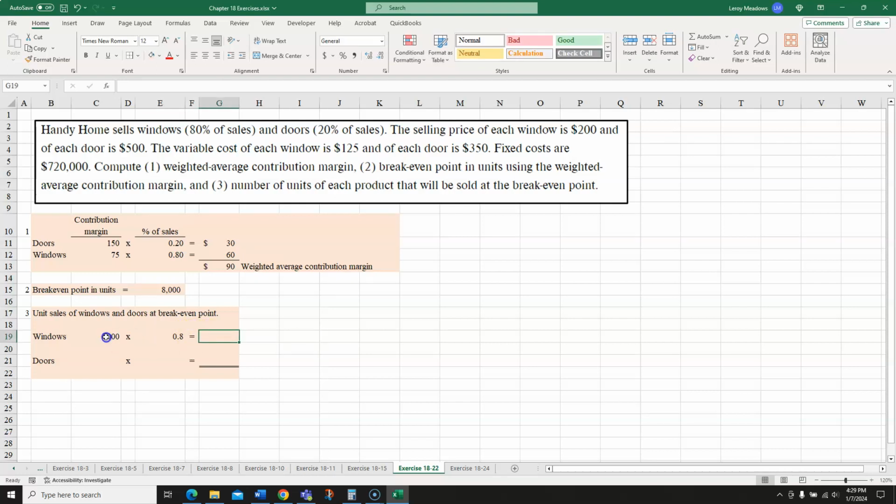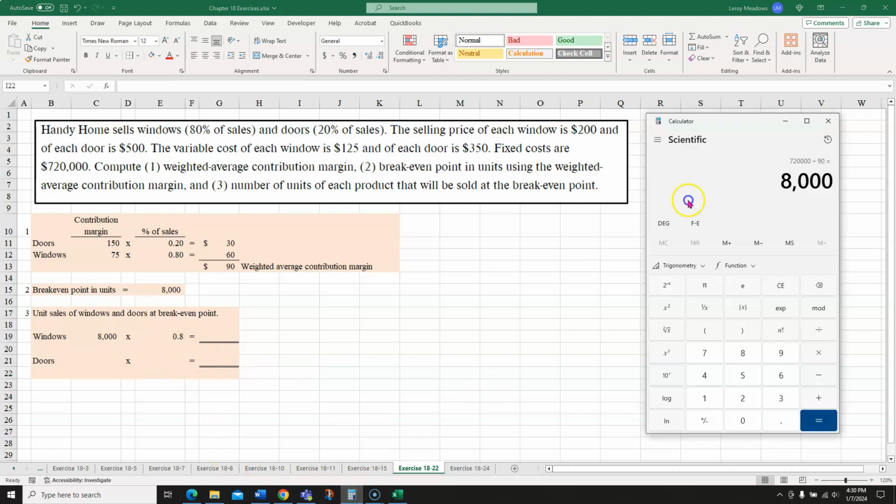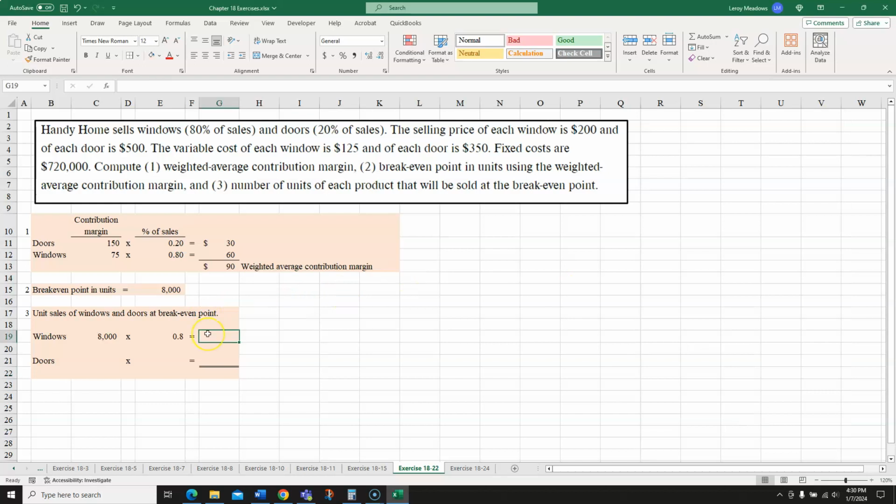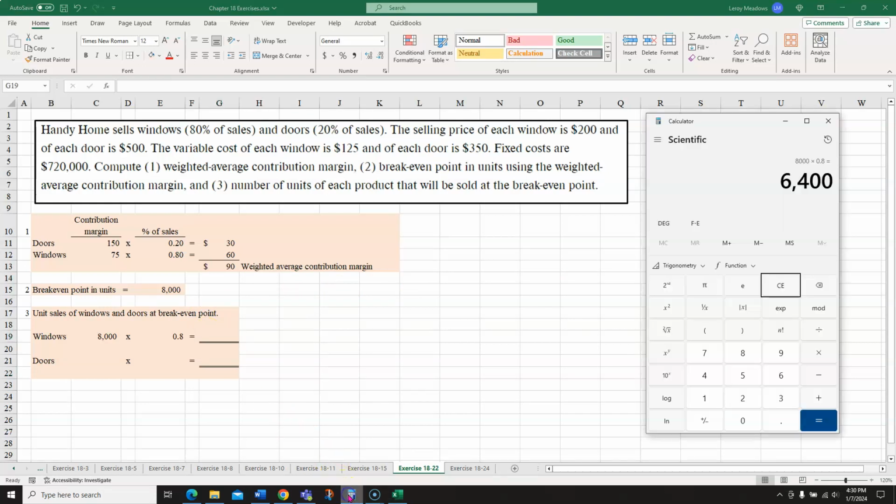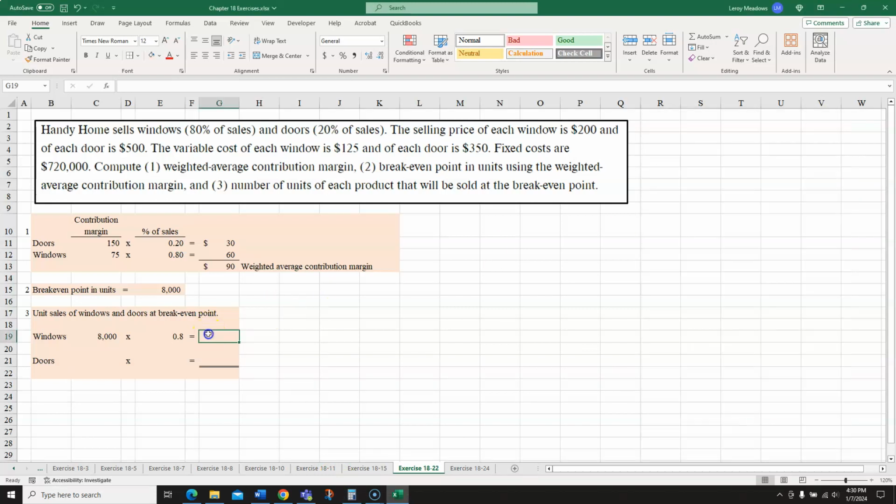And what do I get when, and let me just format that real quick. Okay. So out of that 8,000, 80% of them are going to be windows. So assuming this mix, I'm going to end up selling 6,400. I'm going to need to sell 6,400 windows in order to break even. And that's assuming that 80% of my sales comes from windows.